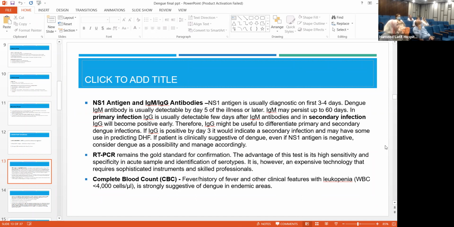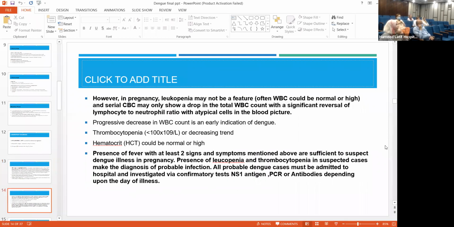Real-time PCR is definitely the gold standard, but this test is expensive and it's not very common. Decreased WBC count is also very much suggestive of dengue, but in pregnancies, leukopenia may not be a feature, and WBC might be normal or even high. But a decreasing trend in the WBC count, if we repeat the CBC later, can be an indication of dengue.